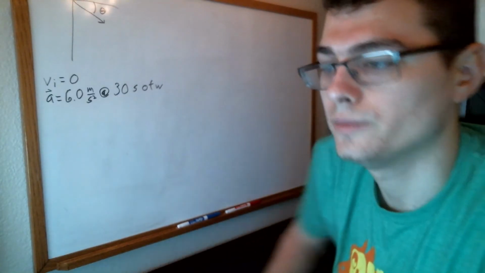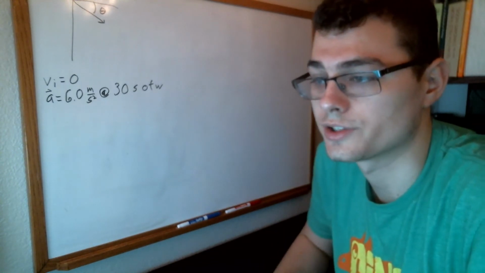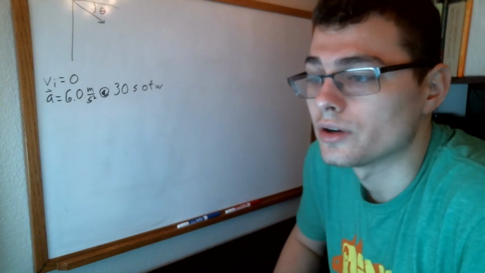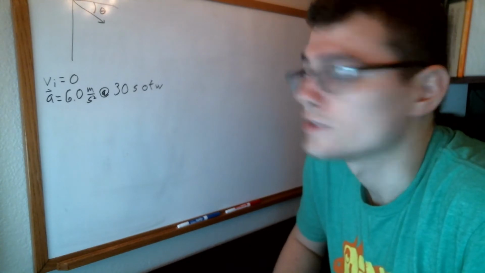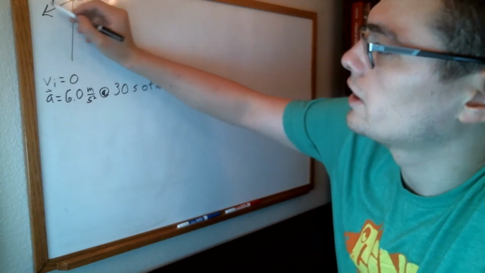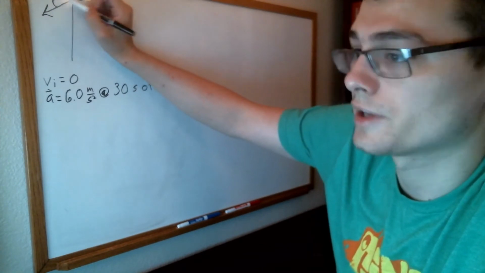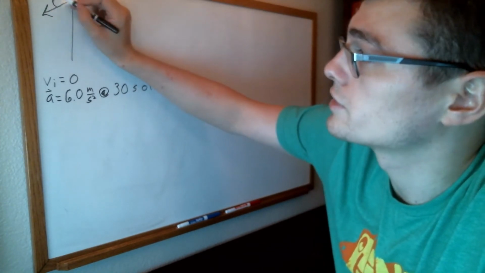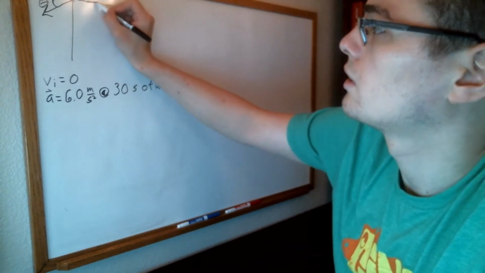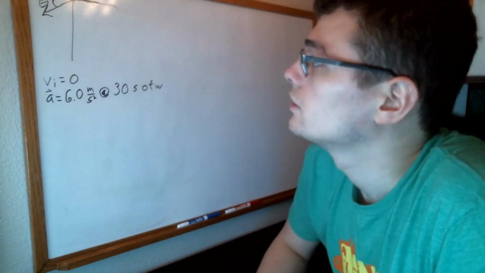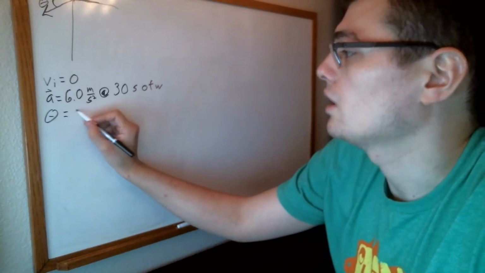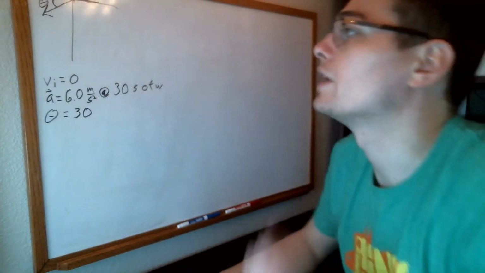Okay, for problem 2, it says that an airplane starts at rest and accelerates at a certain acceleration at an angle south of west. So west is the direction we start from, and then it's south from there. If it was in the second quadrant, then it would be north of west. So we have an angle theta, which is 30 degrees from the negative x-axis.